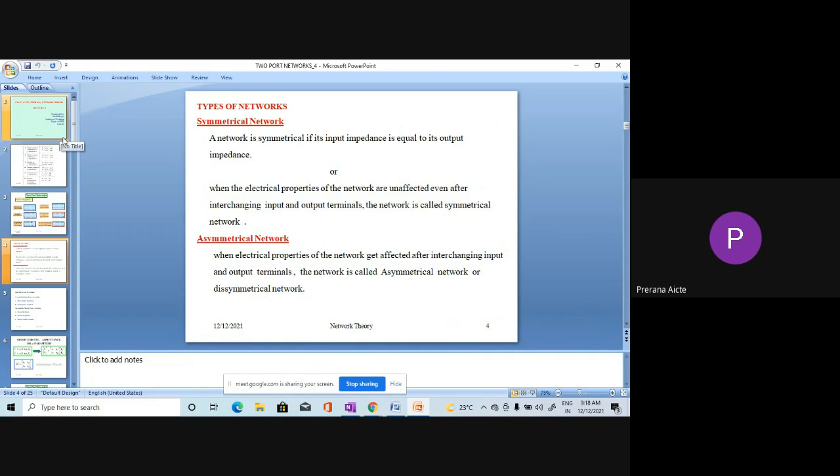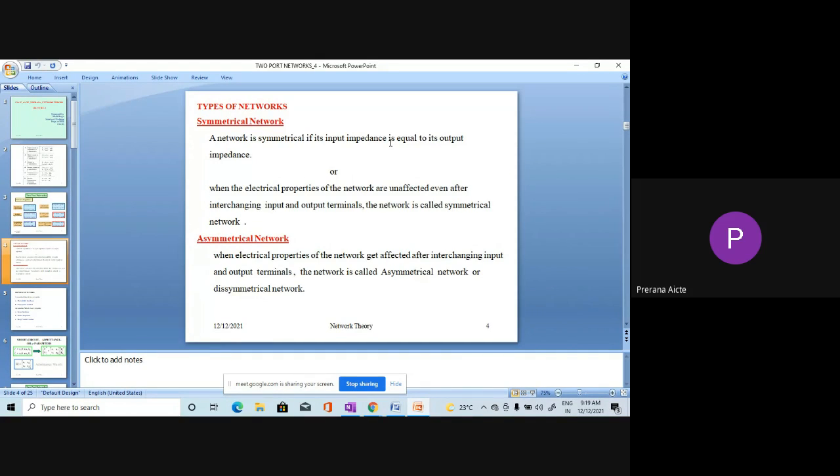So basically there are two types of networks. You know that very well: symmetrical network and asymmetrical network. A network is symmetrical if its input impedance is equal to its output impedance. That is what we generally experienced in the last class also. So what is meant by symmetrical? If the symmetrical property exists here, we can say Z11 is equal to Z22, right?